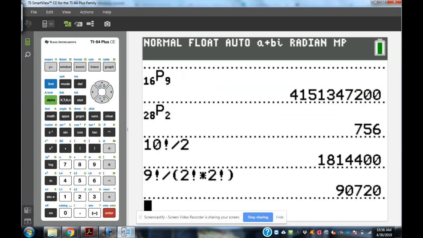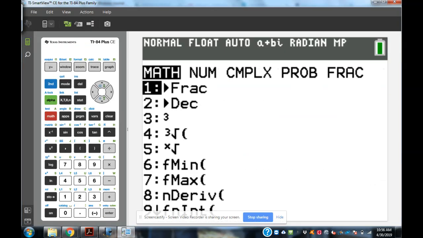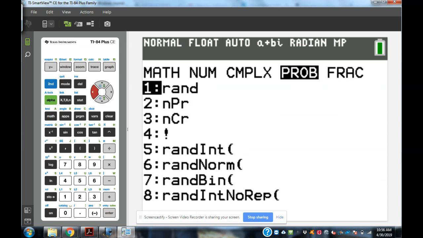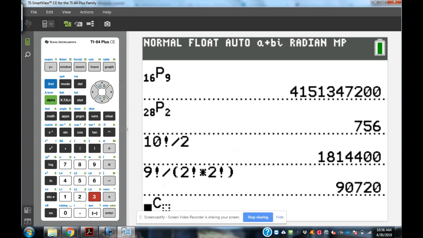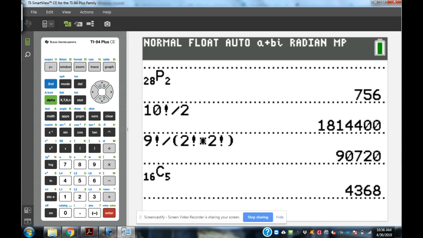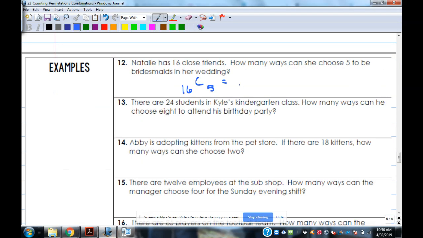Combination is on the calculator in the same place that permutation was. So we're going to hit math, go over to probability, and it's choice 3. I'm going to put 16 people, and I'm picking 5 of them. 4,368 ways to pick 5 people out of that. Not rank them, just pick 5, groups of 5.